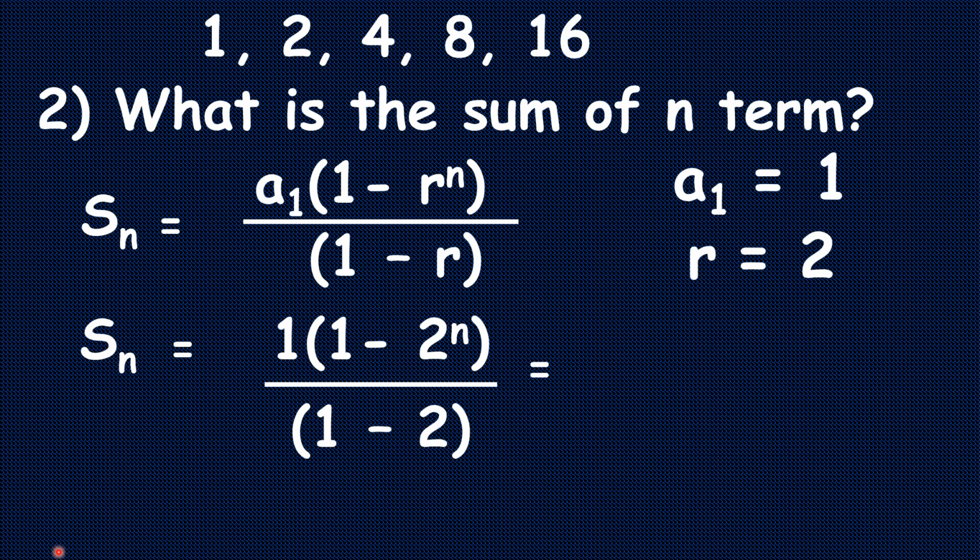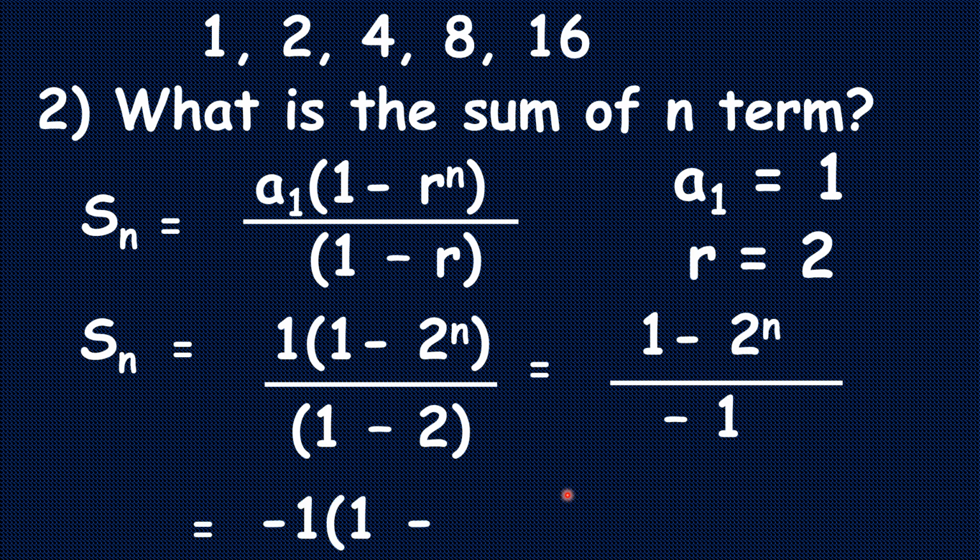And if we simplify this further, we have, so 1 multiplied by all this, it remains this, so 1 minus 2 raised by n, divided by 1 minus 2, which is minus 1. So we have positive on top divided by negative. The negative can go on top. So what we are saying is 1 minus 2^n, and then we put a negative sign outside.